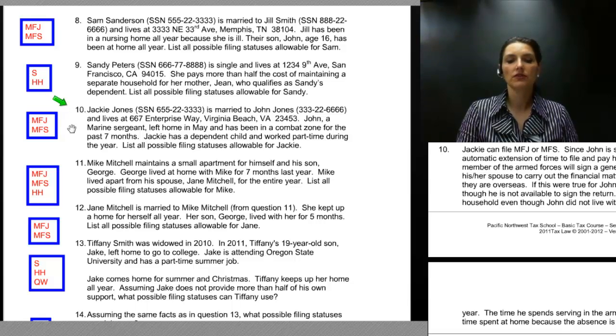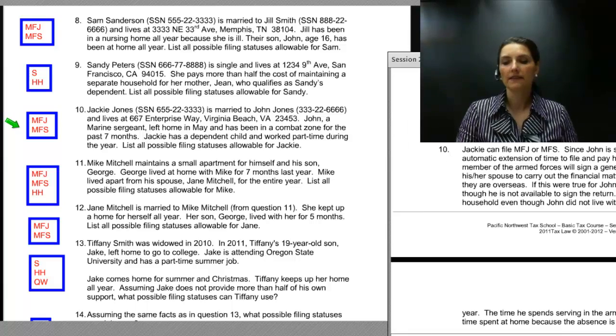John is a Marine sergeant who left home in May and has been in a combat zone for the past 7 months. Jackie has a dependent child and worked part-time during the year. What are the possible filing statuses allowable for Jackie? Again, married filing joint and married filing separate are her only choices. I'll give you a little bit more information here in the answer key to take a look at.